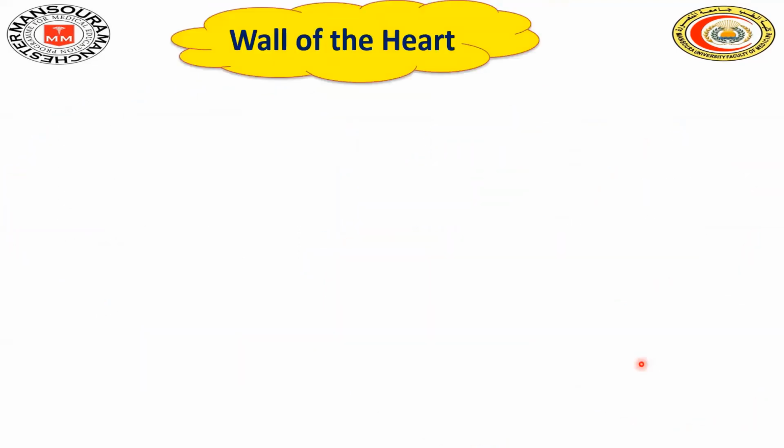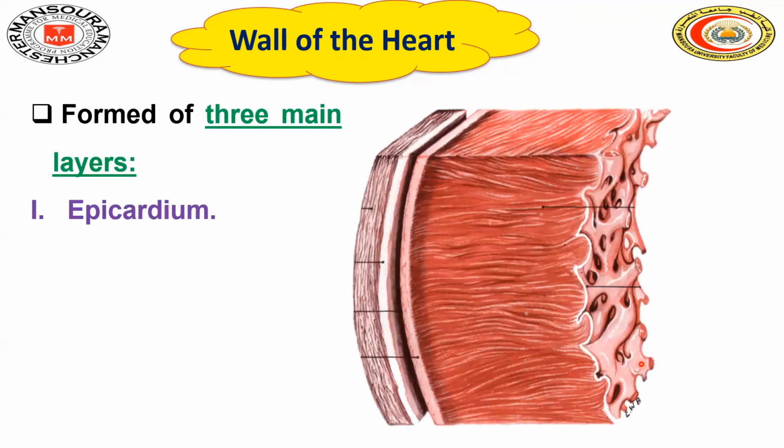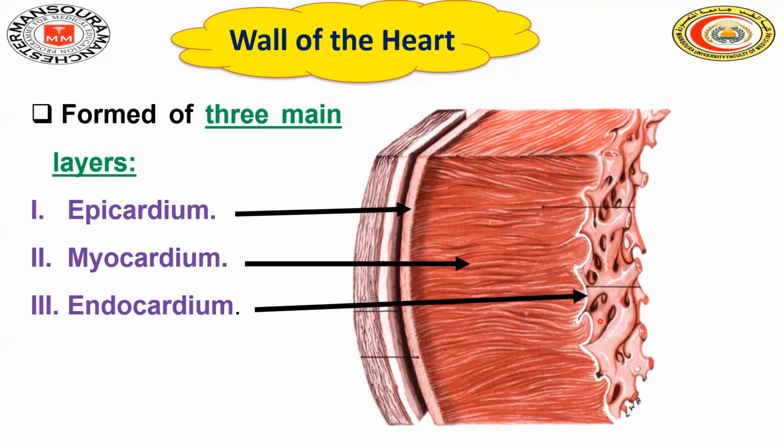Histologically, if we have a section of the wall of the heart under the light microscope to describe it, the wall of the heart is formed mainly of three main layers. These layers are arranged from outside as we go in. The first one is called epicardium, and this is the outermost layer of the wall. The middle layer is the myocardium, here is the myocardium, and the innermost one, lining the heart chambers from inside, is called the endocardium.